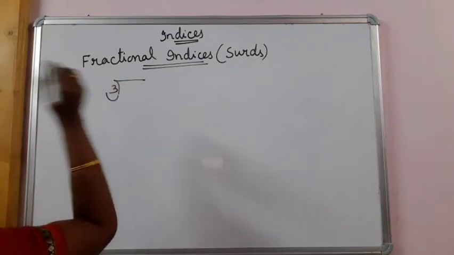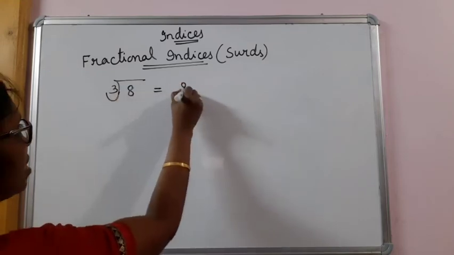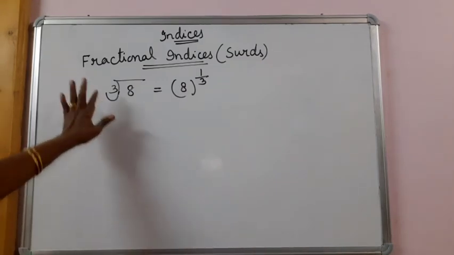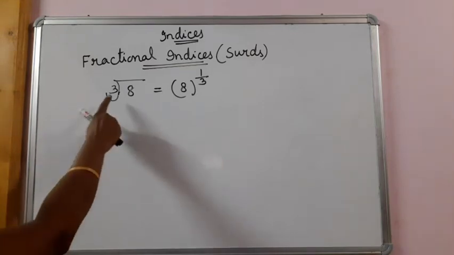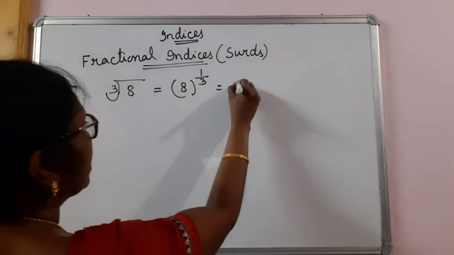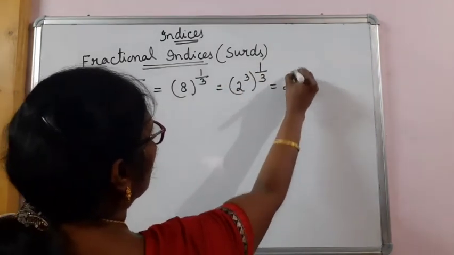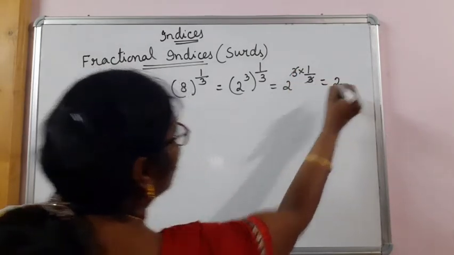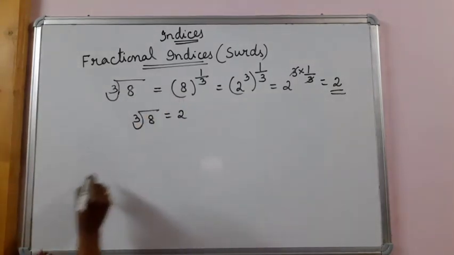For cube root, we have to write 3. Cube root of 8. The meaning of this is 8 to the power 1 by 3. See, for square root we are not writing 2, but we have to understand that it is 2. Cube root of 8 means 8 to the power 1 by 3. 8 is equal to 2 cube, 2 cube to the power 1 by 3. So 2 to the power 3 into 1 by 3. When 3 is cancelled, you will get 2. That means cube root of 8 is equal to 2.